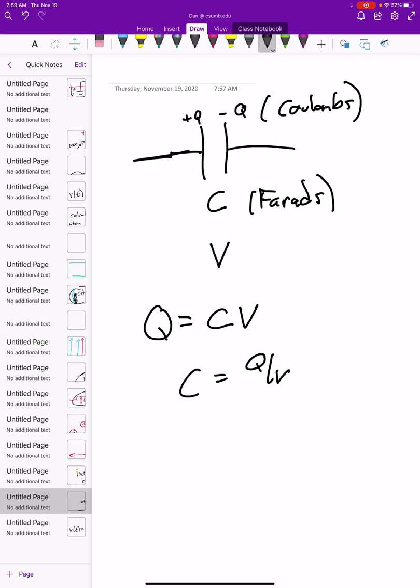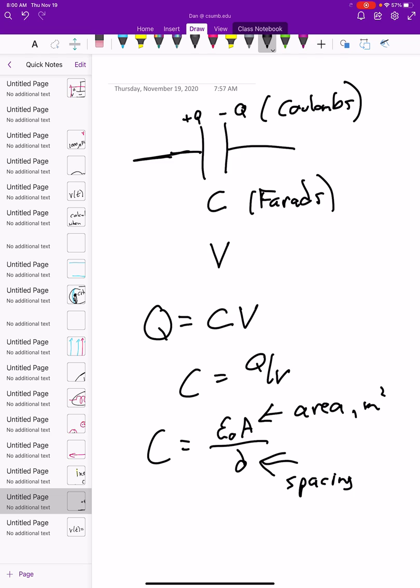And then we came up with, for a parallel plate capacitor, that capacitance is also equal to epsilon 0 A divided by D, where D is the spacing between the plates. A is the area of the plates. And those are all in SI units of meters or meters squared. And then epsilon 0, of course, is the permittivity of free space that we've talked about quite a bit.